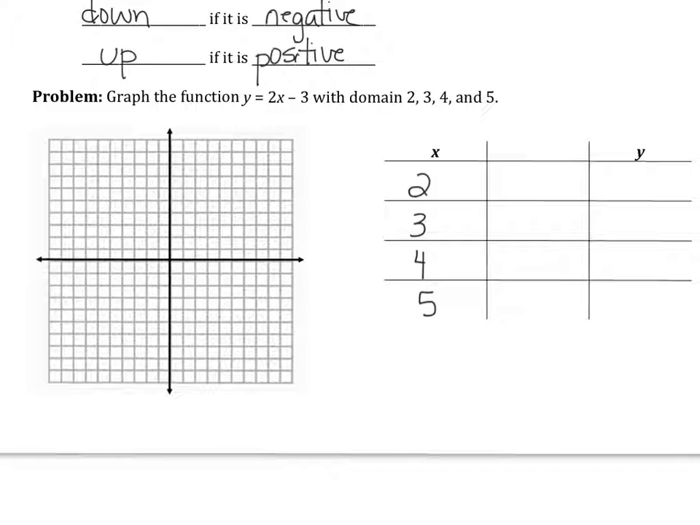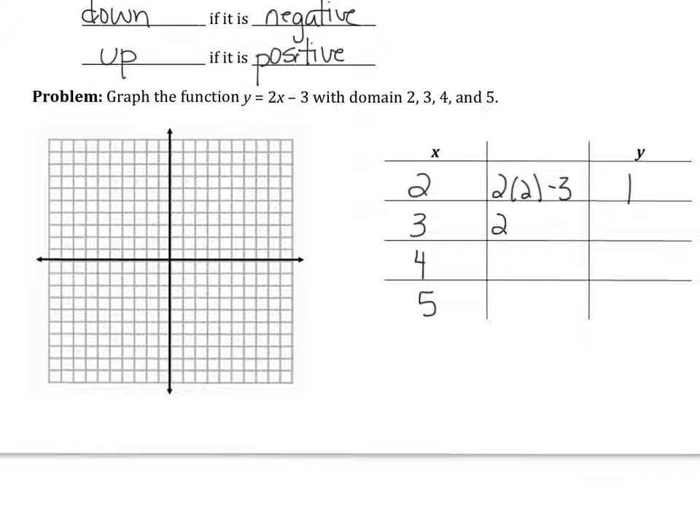As part of our XY chart, I've provided a middle column in order to do some work. So when I put these numbers 2, 3, 4, and 5 into our function rule, that's where I'm going to write my work. So putting the 2 in for the X, I have 2 times 2 minus 3. 2 times 2 is 4, minus 3 is 1. So our output for 2 was 1. Next, we'll put 3 in for X.